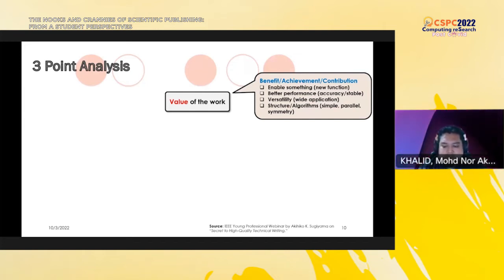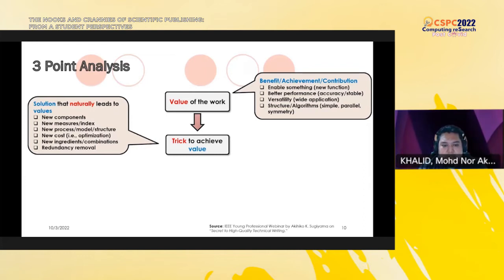And then from there you try to use a trick, we call it. The first point is value, the second point is trick. This trick is how you can actually achieve this value. So this trick refers to the solution that naturally leads to the value. For example, you use a new component, a new measure, a new model, new structure, new process, new cost, new ingredient or combination, or maybe previously people used a lot of components and you want to reduce the redundancy, remove redundancy.